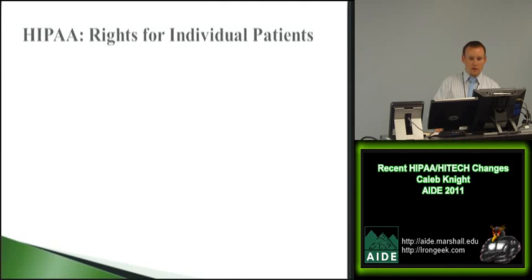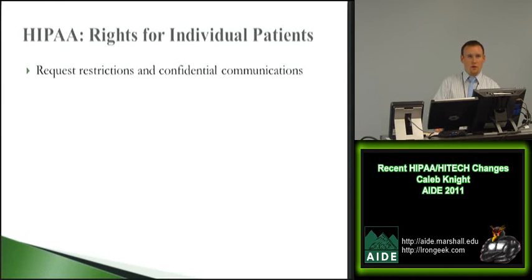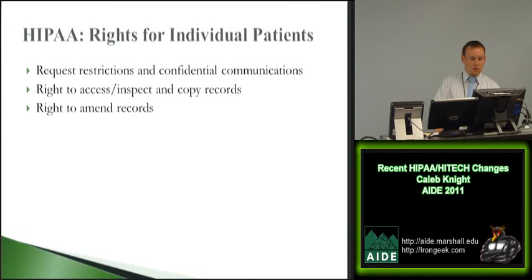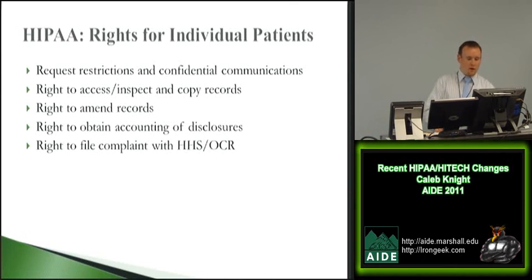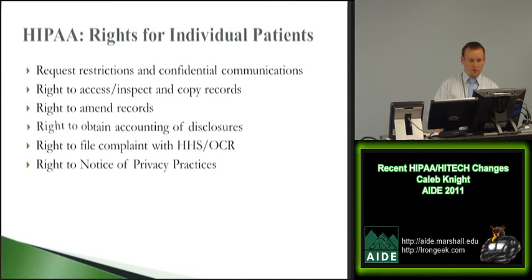Now, HIPAA also provides a number of different rights. It includes patient rights to request restrictions on their communications about their patient records, a patient right to access or inspect records, the right to amend records, and the right to obtain an accounting of disclosures. That's something else we're going to talk about in a minute. There's also the right to file a complaint, and the right to a notice of privacy practices.